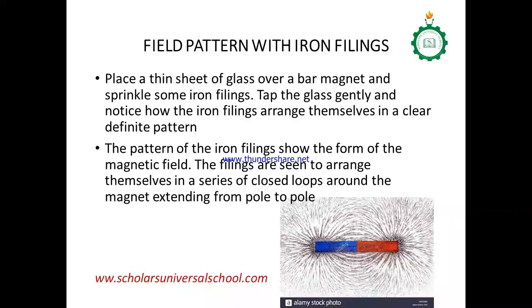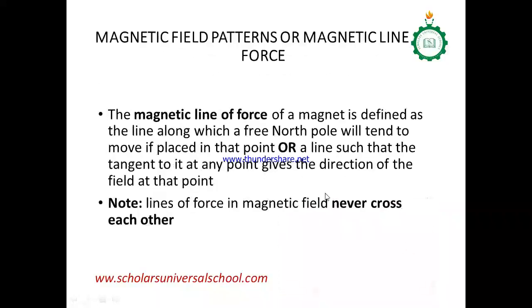This is what we are trying to see. If you place iron filings on a magnet like this and tap it gently, we'll notice that the filings go from one end to the other end, forming something like this. So they cluster to something like this. This is what we're trying to explain.